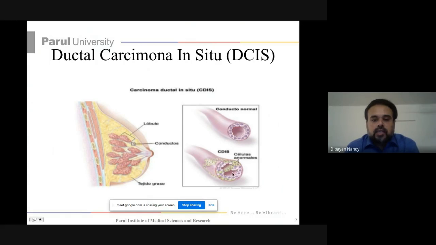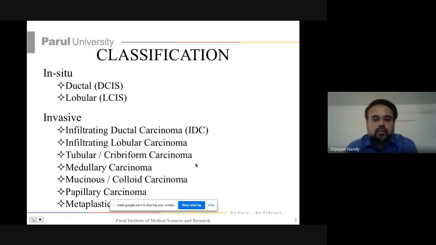So if it's an in situ carcinoma arising from the ducts, then it is called a ductal carcinoma in situ. Similarly, an in situ carcinoma which arises from the lobules, the alveoli, the milk producing glands, becomes LCIS or lobular carcinoma in situ. Once the basement membrane is breached, they are then classified as invasive carcinomas.